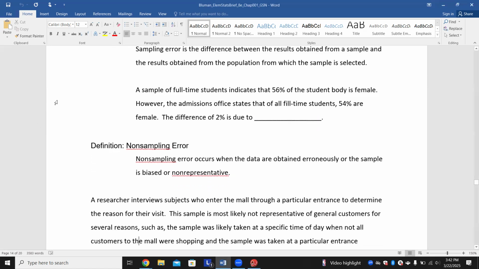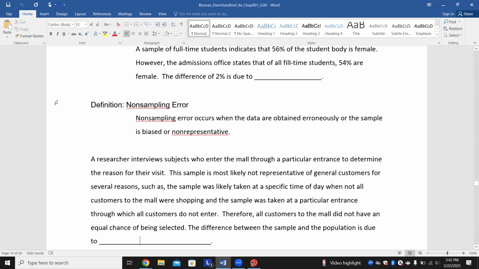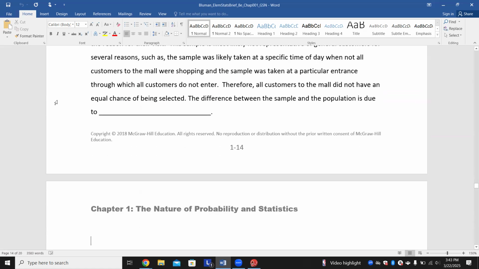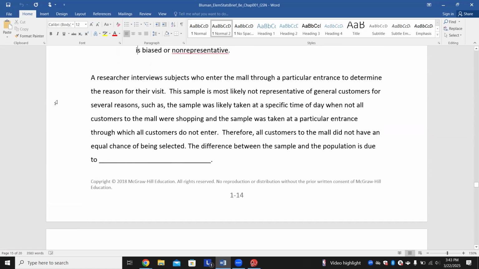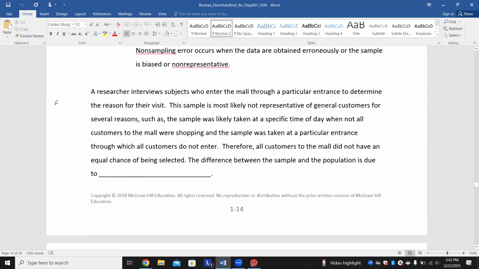So then we have non-sampling errors. Maybe the sampling itself is not the error. Non-sampling errors occur when the data are obtained erroneously or the sample is biased or non-representative. A big one for this is a convenience sample. If I want to know how people like J.C. Penney, and I go out to a J.C. Penney and put my booth right there, obviously people are going to love J.C. Penney. That's why they're going in there. So that could be a biased situation.